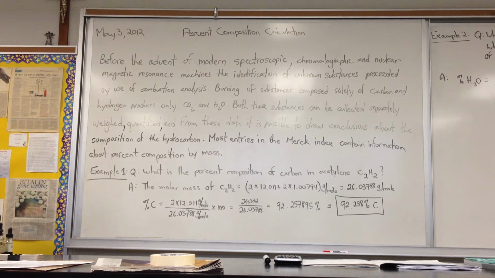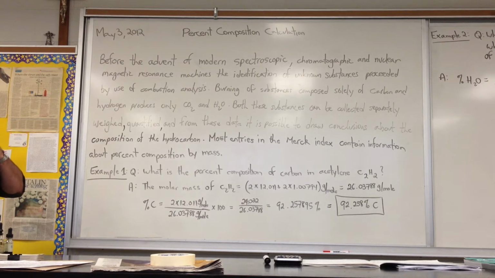So if you know the initial mass of your sample, you can find out what percentage of composition the original unknown sample was in terms of carbon and hydrogen. We're going to explore that a little later. Right now what we're going to learn is about percent composition, how to calculate the percent composition of a simple substance. So in example 1, the question is, what is the percent composition of carbon in acetylene?